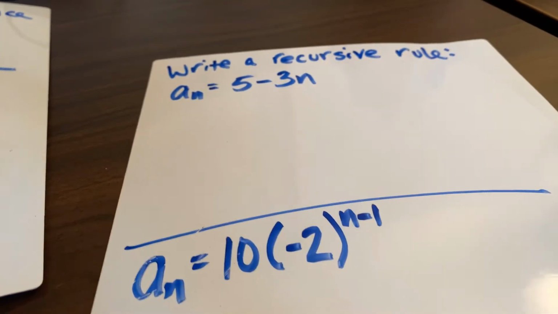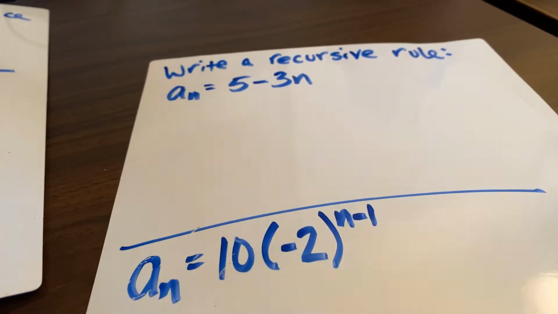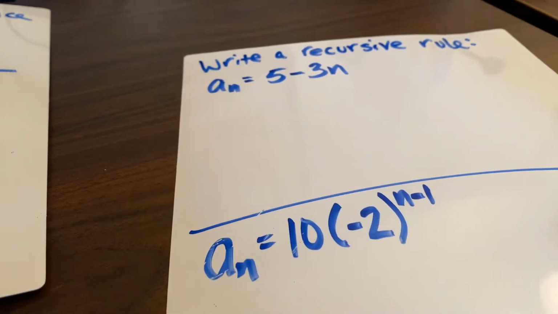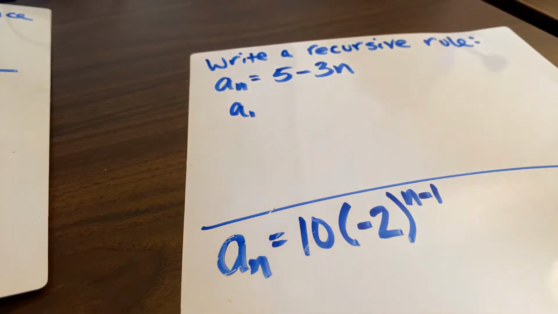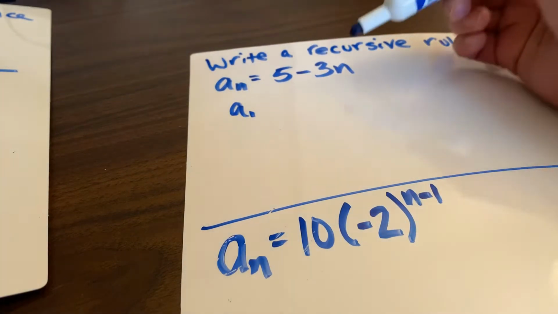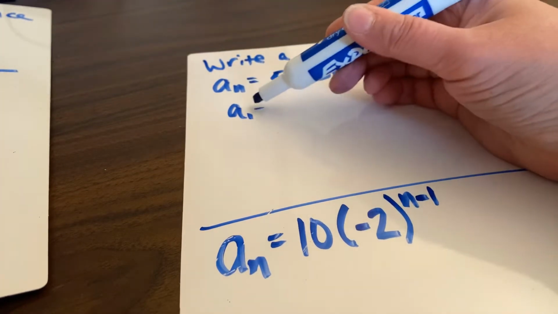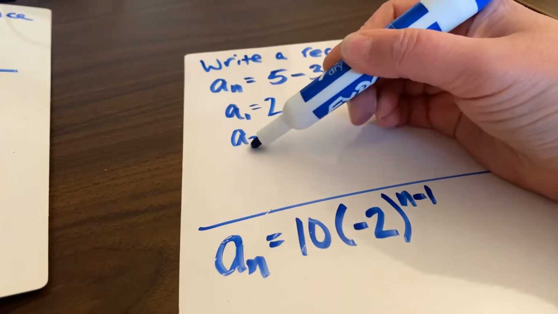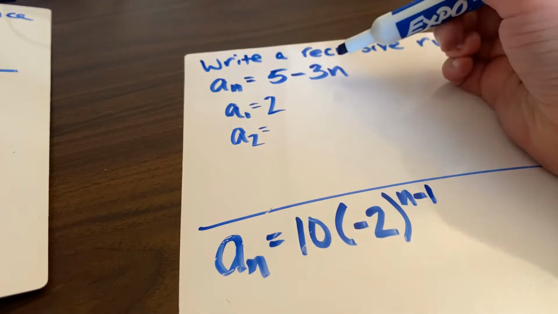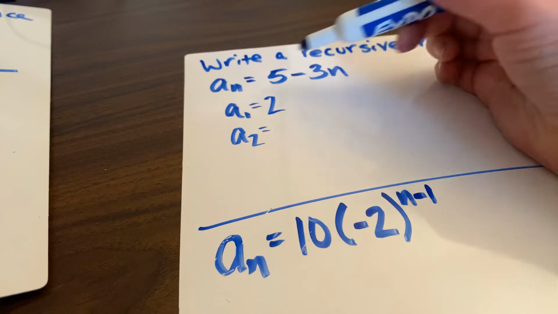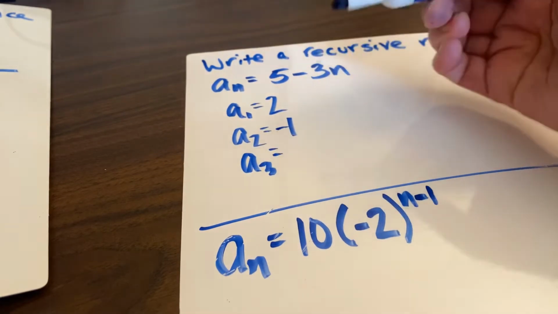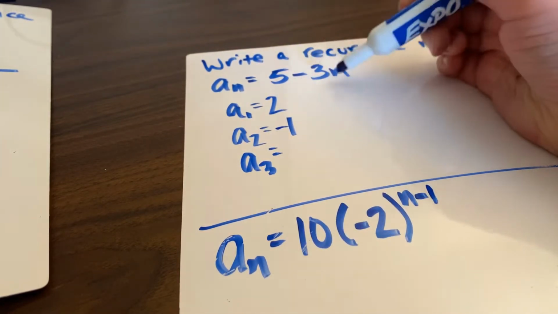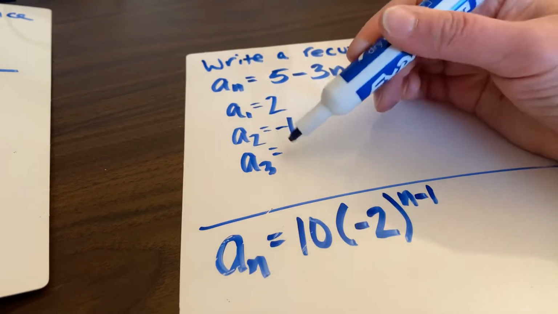So let's consider this equation. Write a recursive rule for a sub n equals 5 minus 3n. Well, I'd like to start these by writing the first three terms of the sequence. A sub 1, 5 minus 3 would be 2, right? And a sub 2 would be 5 minus 3 times 2. 3 times 2 is 6, so 5 minus 6 is negative 1. And a sub 3 is 5 minus 3 times 3. The 3 times 3 is 9, so 5 minus 9 is negative 4.